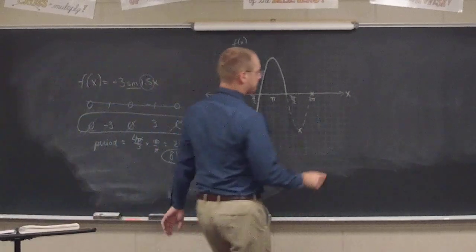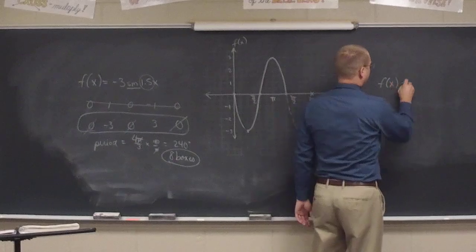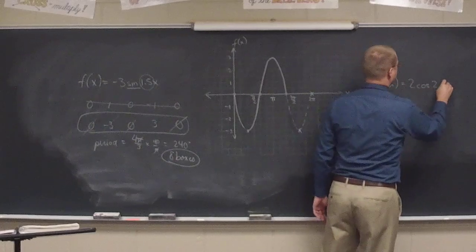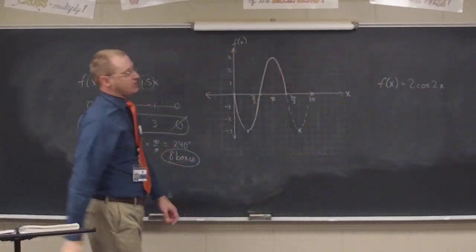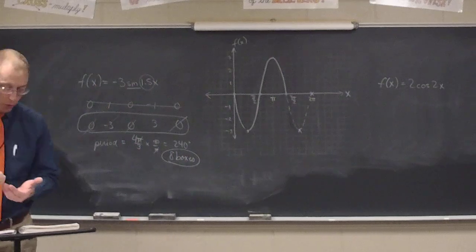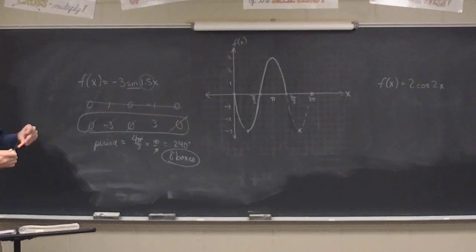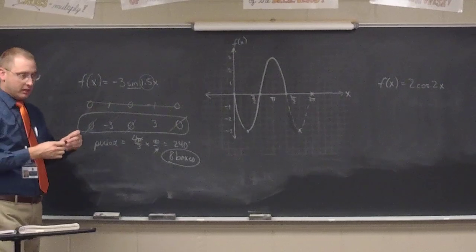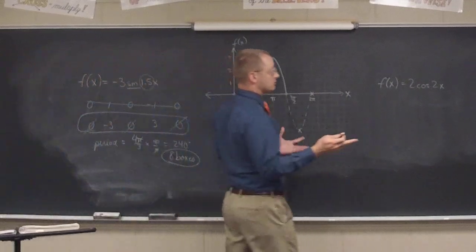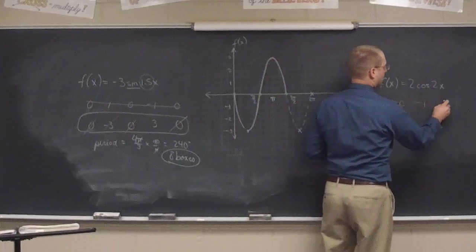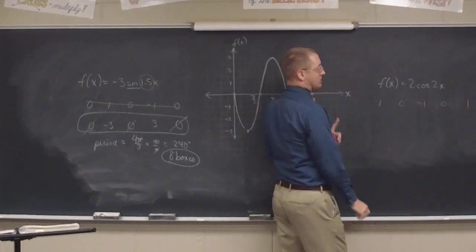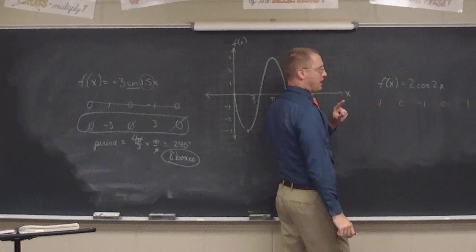F of x equals 2 cosine 2x. I'm going to go orange here. First things first, always start by key points. 1, 0, -1, 0, 1. But take care of amplitude and period change, or amplitude and inversion next.